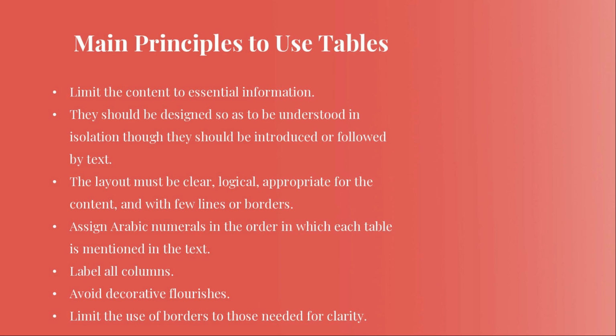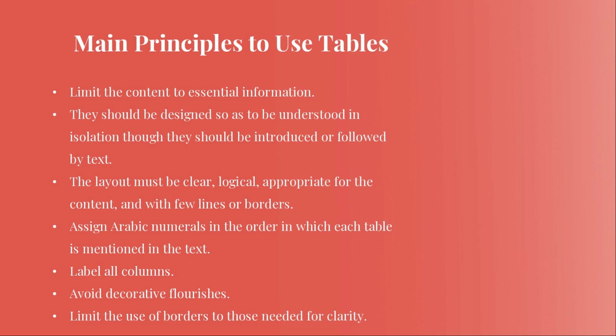Okay. I have included some points that are in the new edition of the APA publication manual. For instance, assign Arabic numerals in the order in which each table is mentioned in the text. That was something that was done in many universities, but the usual way was to number the table in terms of a number of the chapter and then a number of the occurrence of it. But now you don't include the chapter number, okay? And remember that you have to label all columns because that's a hint for readers to know what they are reading about.